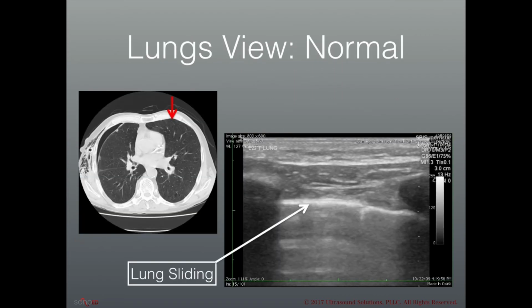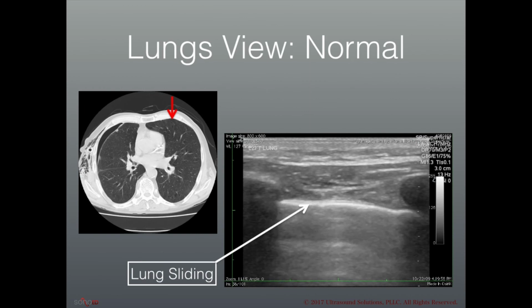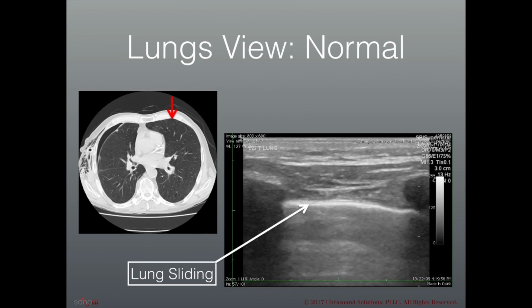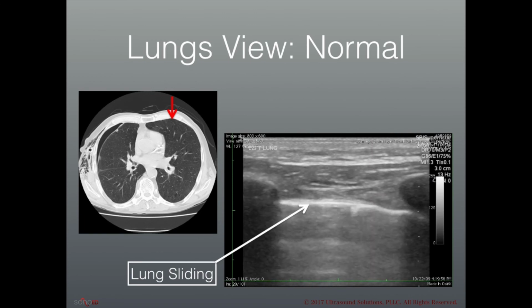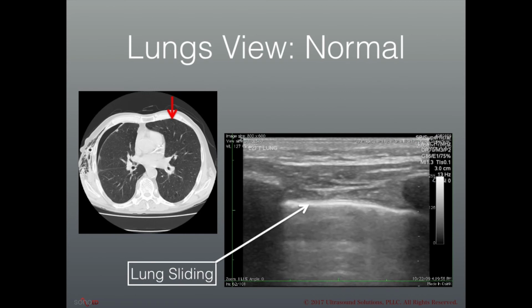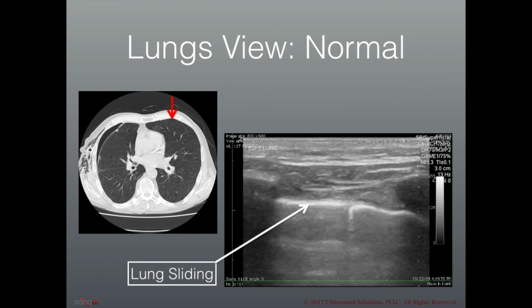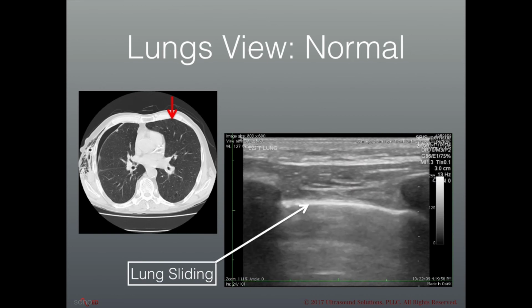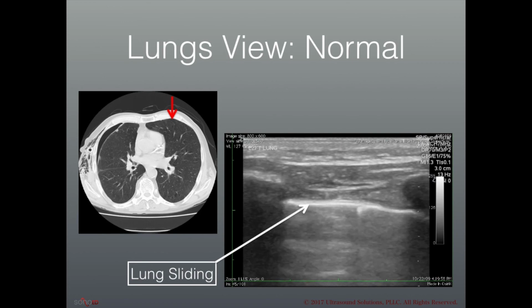In this patient, the left lung is normally aerated, such that the visceral and parietal pleura are interacting as the patient breathes in and out. On ultrasound, this appears like lung sliding. You'll see that along the pleural line between the two ribs there is horizontal motion that is often described as ants marching. You'll also see small reverberation artifacts or comet tails extending down from the pleural line.